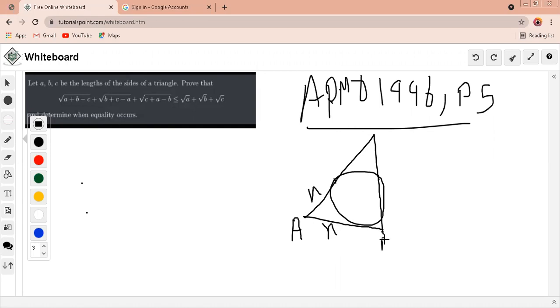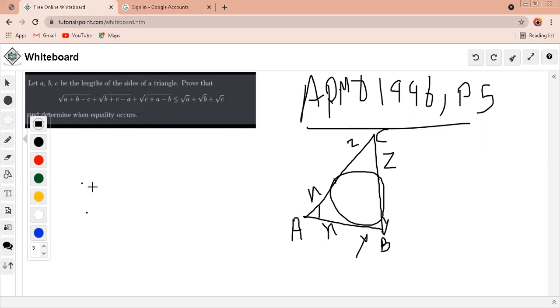If I assume this vertex to be B, this length is y, so this little length from here to here is also y. If this is C and this is z, this is also z. So we can see that the side opposite to A is y plus z, to B is x plus z, and to C is x plus y.